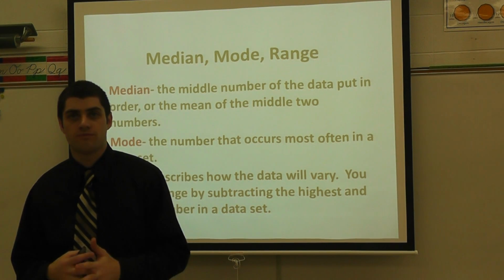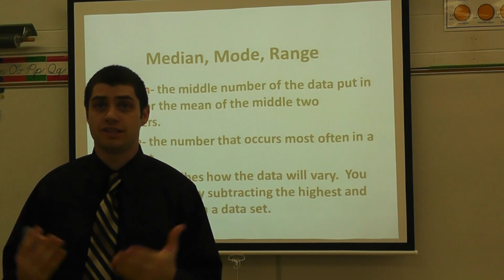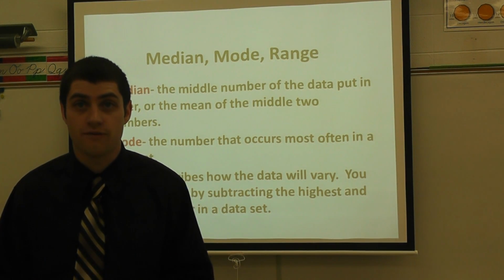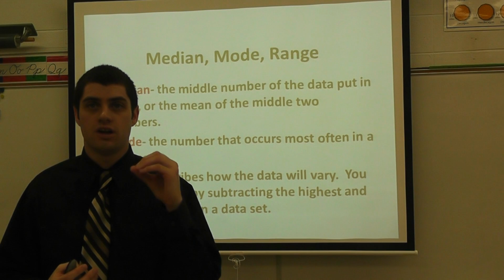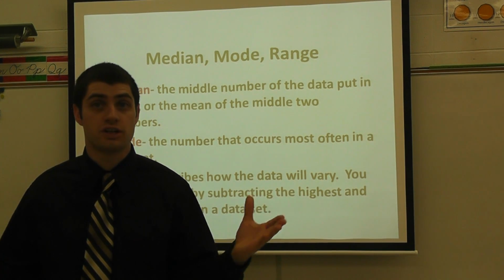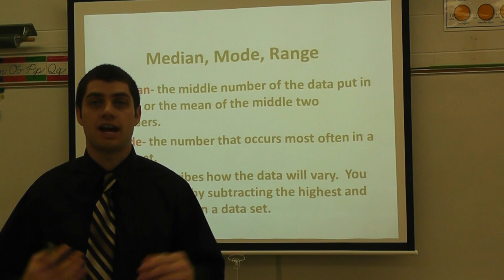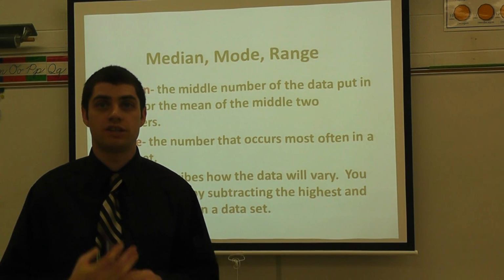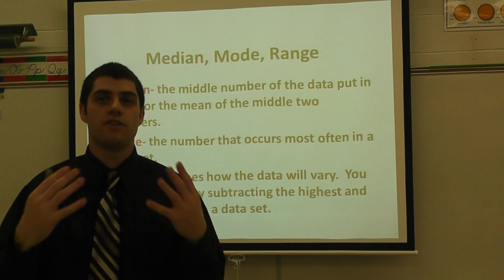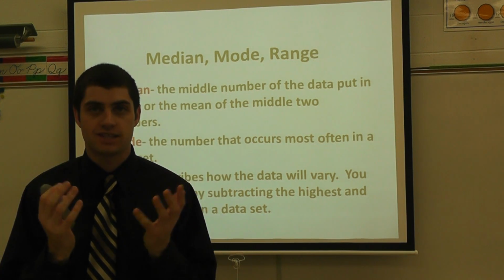The mode, quite frankly, is very easy. It is basically the one that occurs most often. Sometimes you're going to have no mode because there's not going to be any numbers that occur more than once. Sometimes you're going to have only one mode, or sometimes you're going to have more than one mode, depending upon your data set. It's the number or numbers that occur the most often in that set.